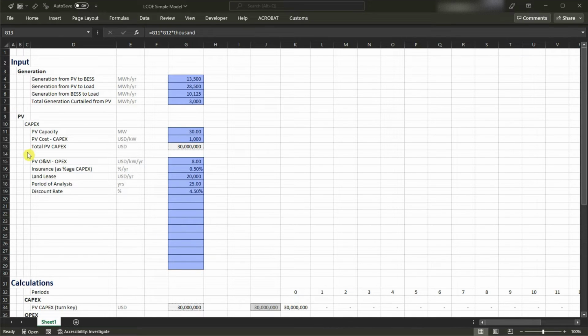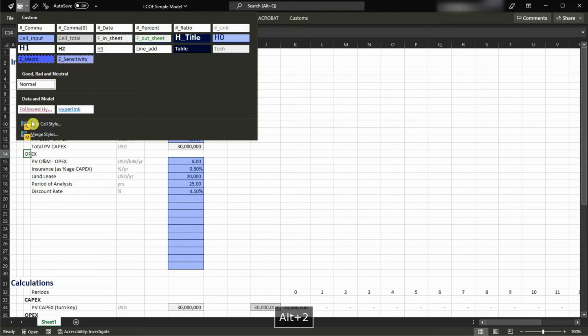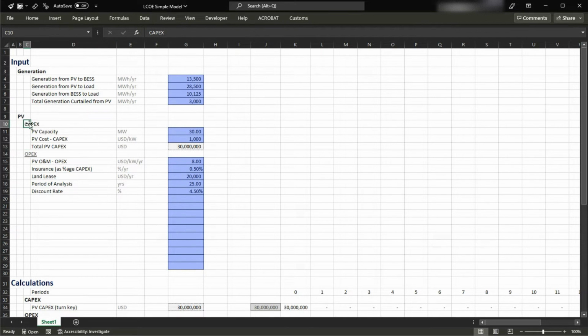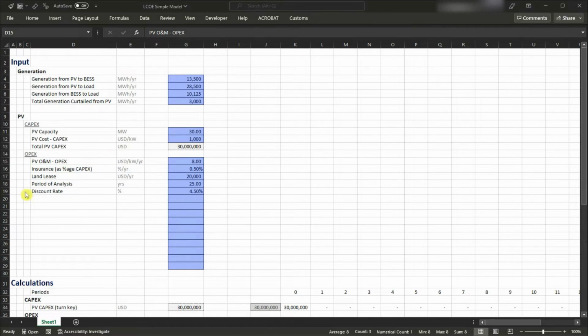Now let's do the opex. So I'm going to put opex in here. I'm going to also set this to H3, okay? Heading number 3. And for the opex, what do we have? We have the O&M opex for PV, which is already in here. We have the insurance and the land lease. So that's it, right? So this is the opex.